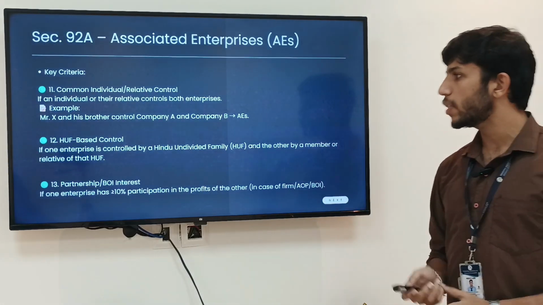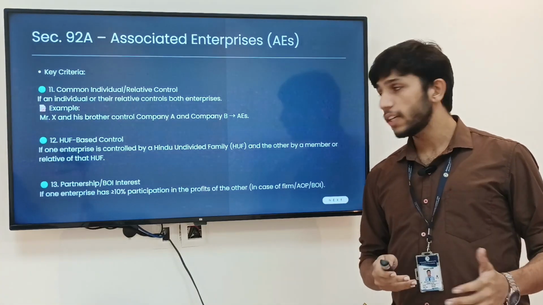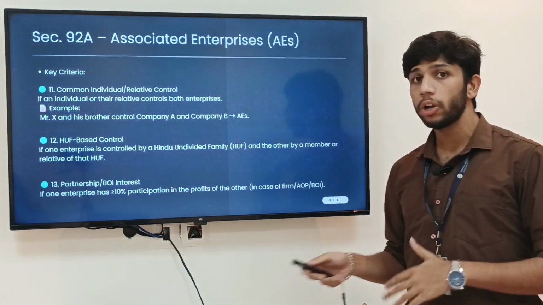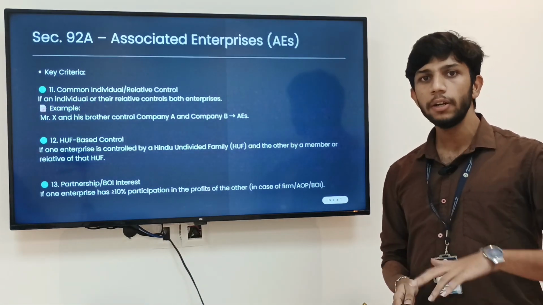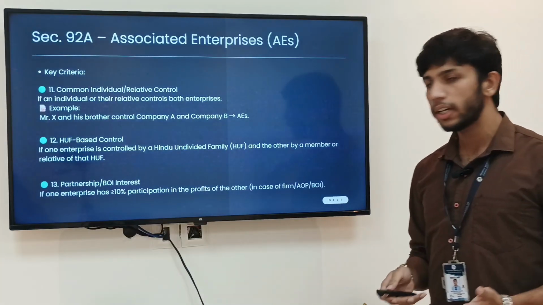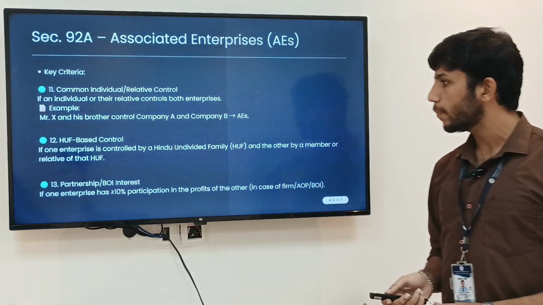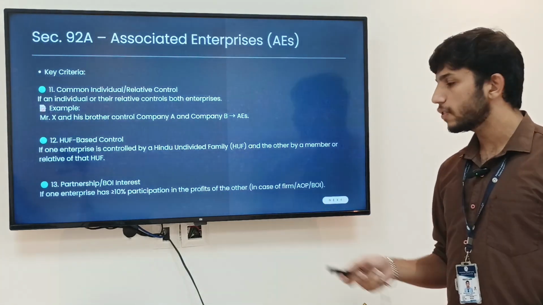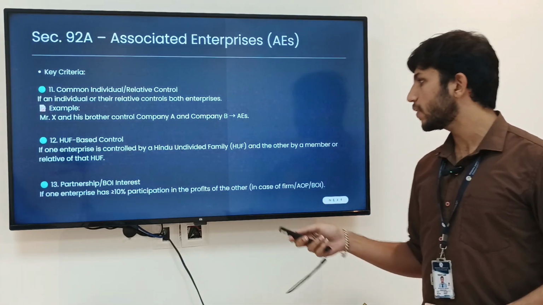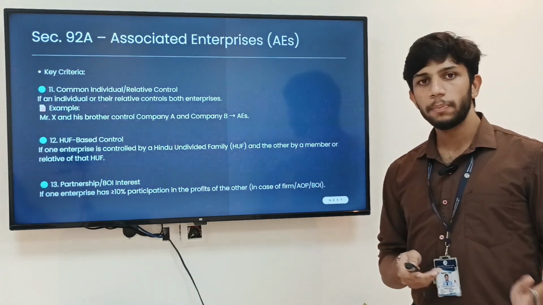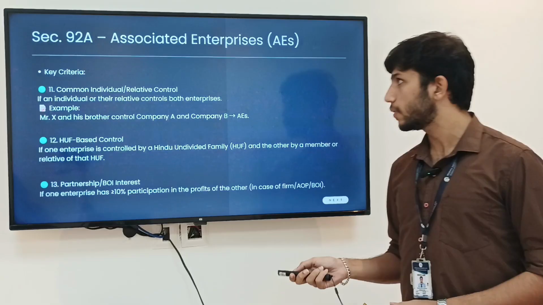Next one is HUF based control. If one enterprise is controlled by a Hindu undivided family and the other by a member or relative of the HUF, then both the companies are considered associated enterprises. Next one is partnership BOI interest. If one enterprise has greater than or equal to 10% participation in the profit of the other enterprise, then both enterprises are called associated enterprises.